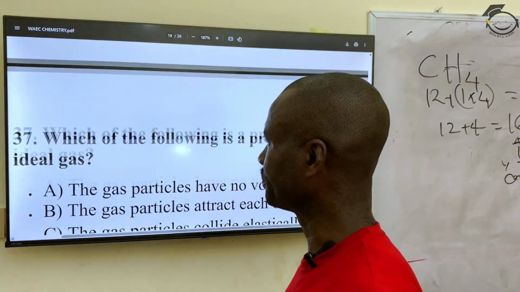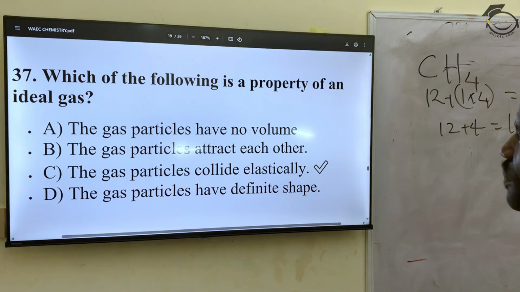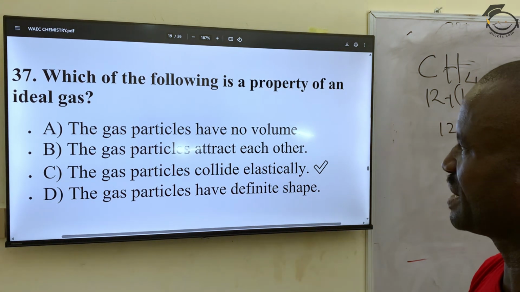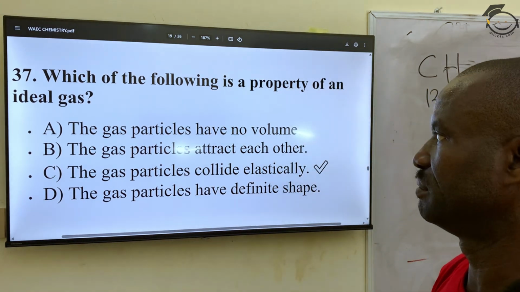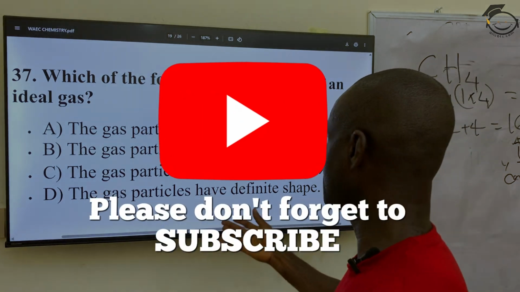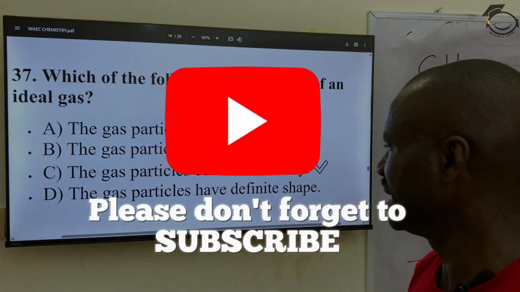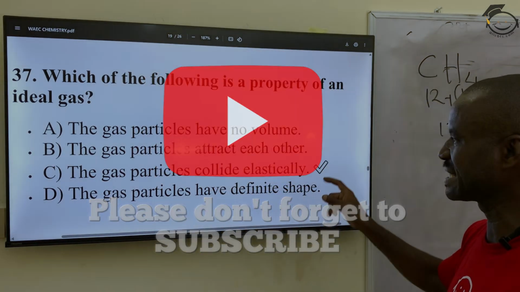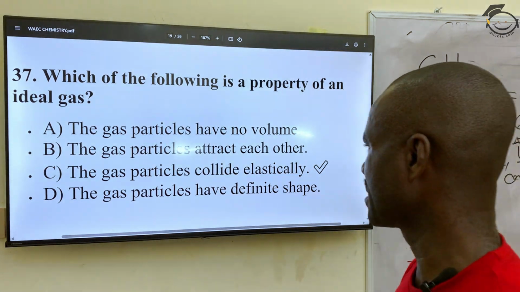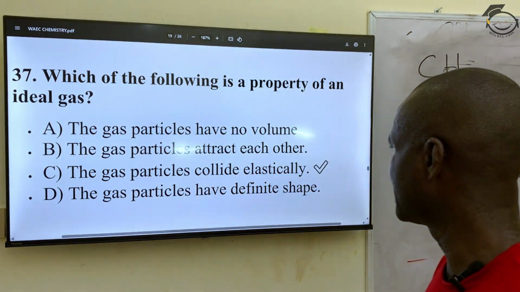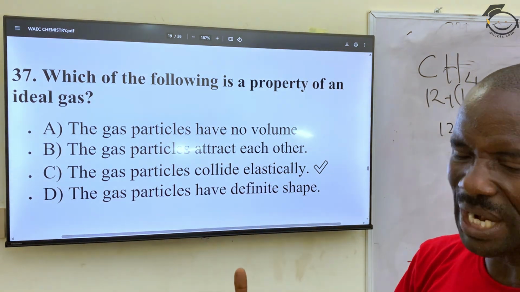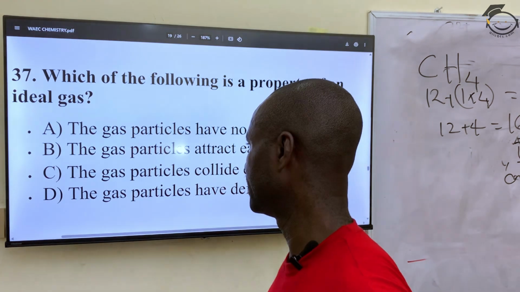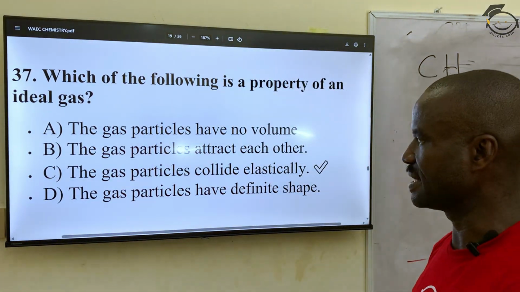Question 37. Which of the following is a property of an ideal gas? That is, which of these define an ideal gas? A, the gas particles have no volume. B, the gas particles attract each other. C, the gas particles collide elastically. D, the gas particles have definite shape. The correct answer is they collide. The particles collide and rebound. The correct answer is C.